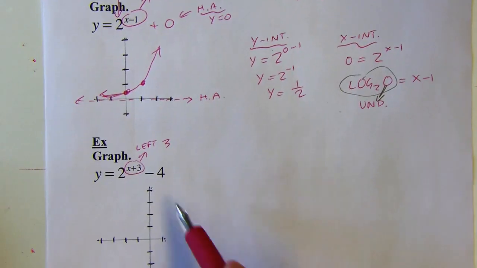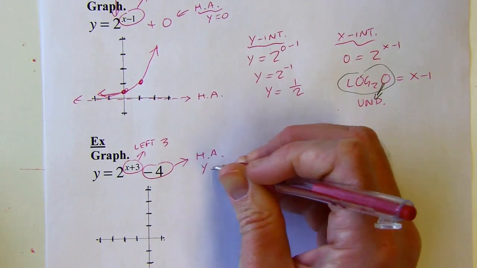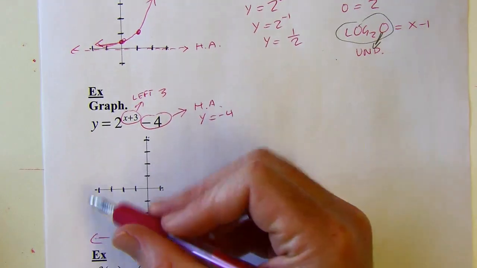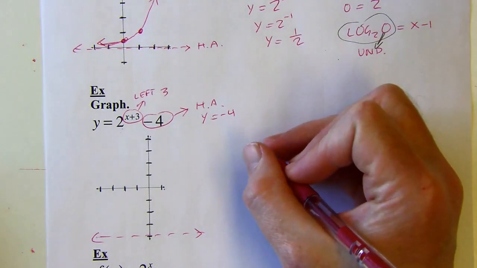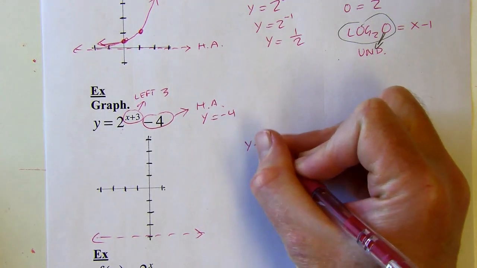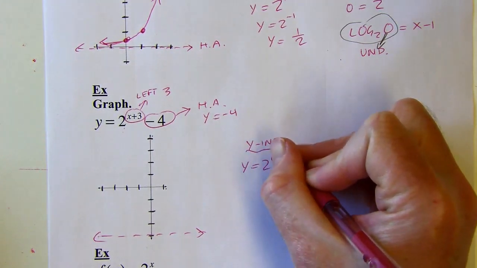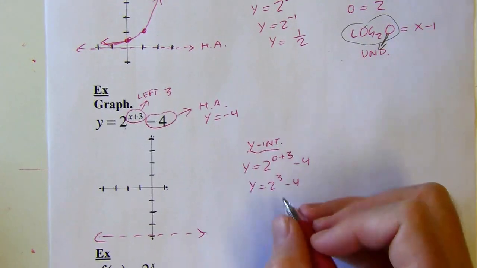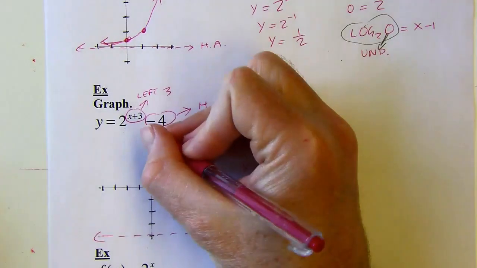Okay. So here is my horizontal asymptote. Going to start with that. Okay, I know this is going to be a growth curve. Oops, I'm off screen. I know this is going to be a growth curve again because the base is more than 1. Okay, let's find the y-intercept. Plug in 0 for x. 2 to the 3rd is 8. Don't need a calculator for this. So my y-intercept is 4.